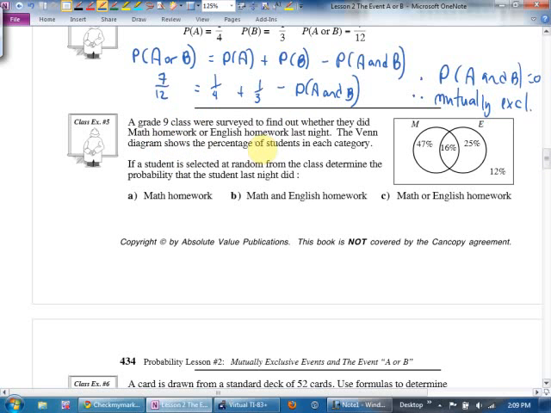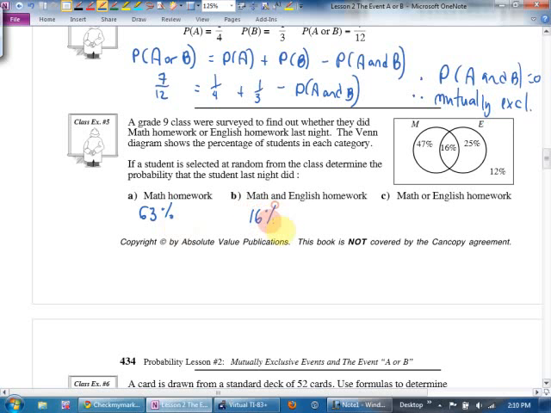So, looking at this and assuming we're not talking about this class, what percent did math homework? And don't say 47, because 47 is wrong. What percent did math homework? Not 47. The entire circle with math in it adds to what? Do the math, please. I'm wanting more specific than 63%. What percent did math and English homework? See the and? What's the and? 16.